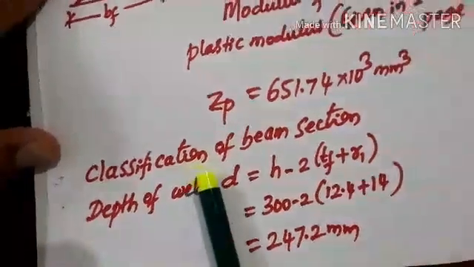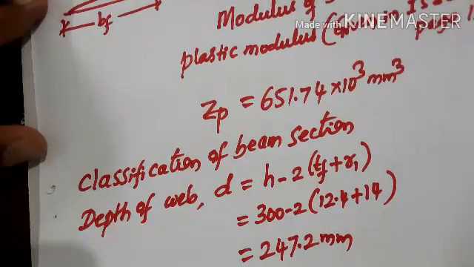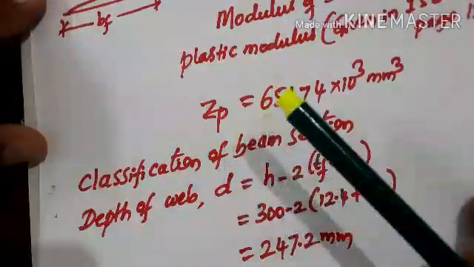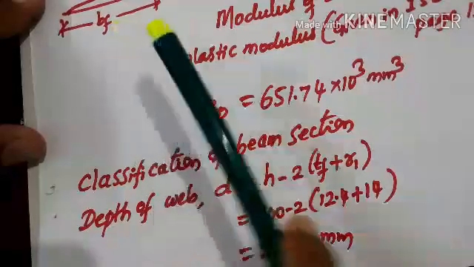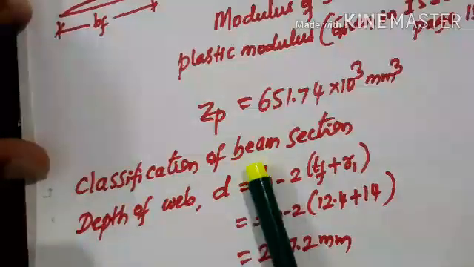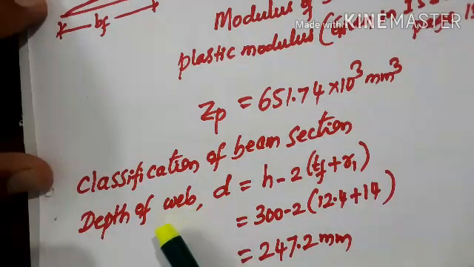Then the classification of section. As you know, sections can be classified as plastic, compact, semi-compact and slender sections. To find in which class the given section lies, we have to do the classification of sections here. Individual elements will lie in different classes.